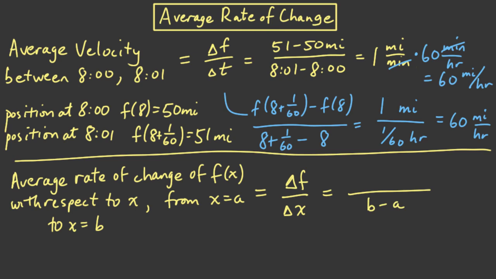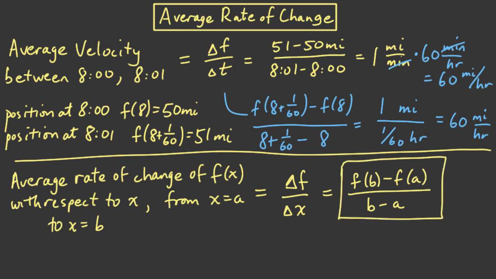And delta f, well, how much does f change? f is going from f of a to f of b, so its change is f of b minus f of a. And so this quotient right here is our average rate of change of f with respect to x as x goes from x equals a to x equals b.